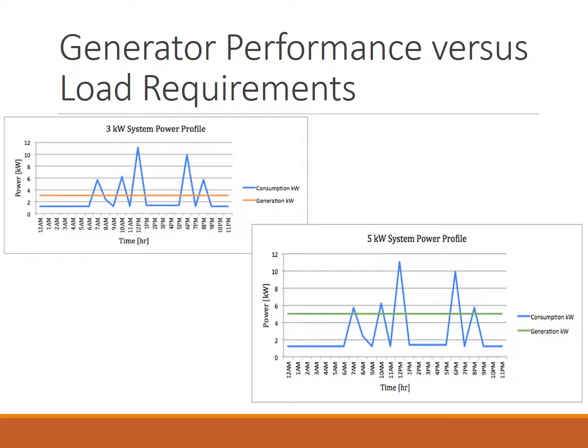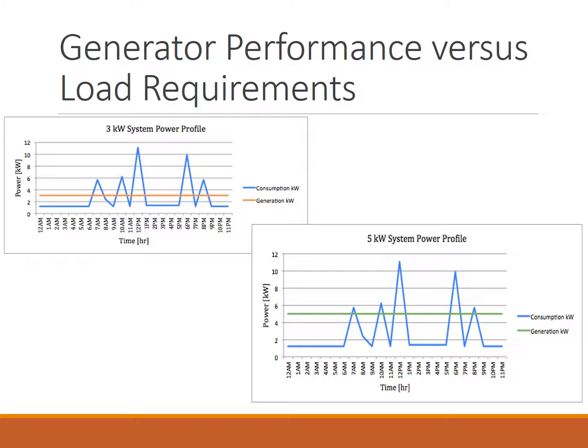This is a comparison between the generator performance and the load requirements. Load requirements are the blue lines. They are identical for this system, and the reason they're identical is that they represent what you're expected to consume on a weekend profile, which is the worst case scenario, for every single hour of the day. The orange and the green lines represent the 3 kilowatt and the 5 kilowatt generating performance respectively.